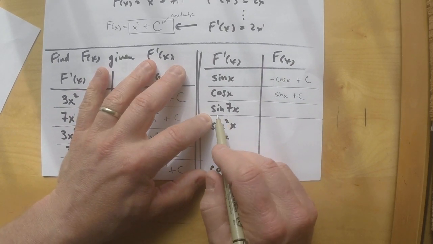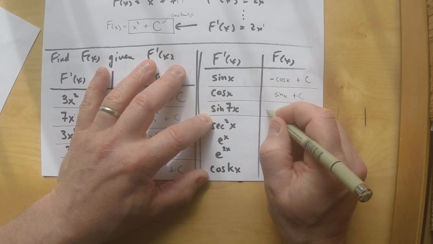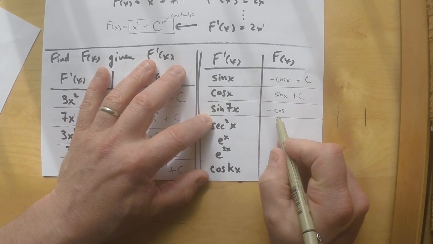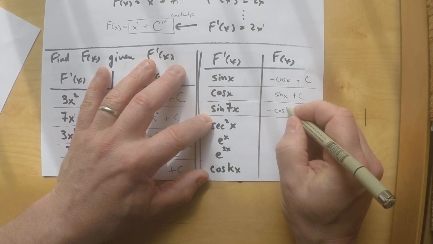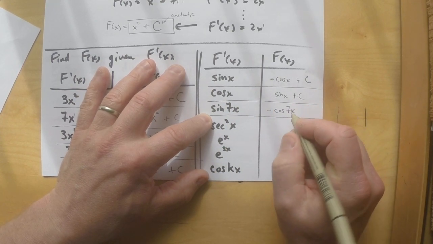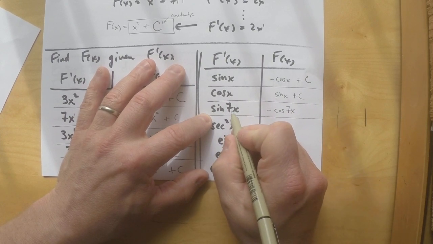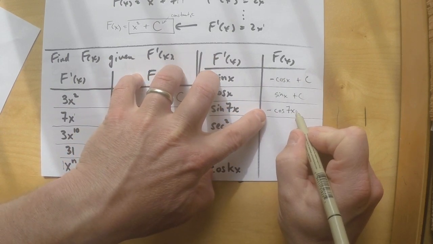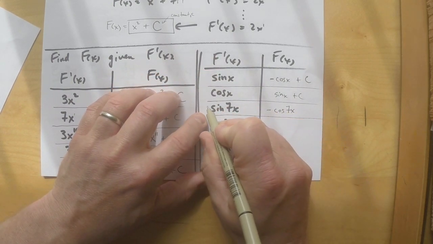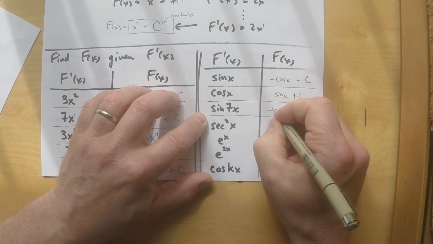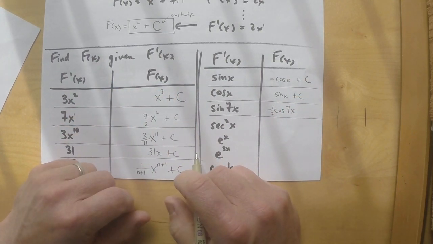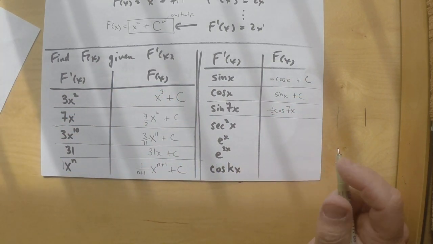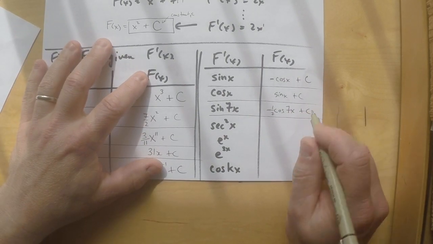Sine of 7x. Well, if the 7 wasn't there, we would definitely know it would be negative cos, because the derivative of cos would be negative sine, times the negative would be that. But we need to have the same argument of 7x there in order for the 7x to be maintained. But now with the chain rule, the derivative of this would have had an extra 7 coming out in front. So I need to put a 1/7 out front in order for that to cancel, for lack of a better word.